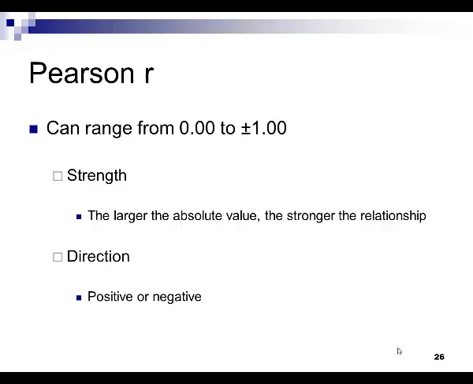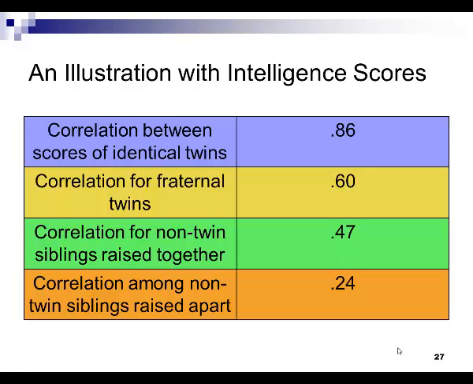It ranges from 0 to 1, positive or negative, and again, you get two pieces of information: the strength of the relationship between variables and the direction. If the direction is positive, both variables are going in the same direction. If it's negative, one variable is going in one direction, and the other variable is going in the opposite.